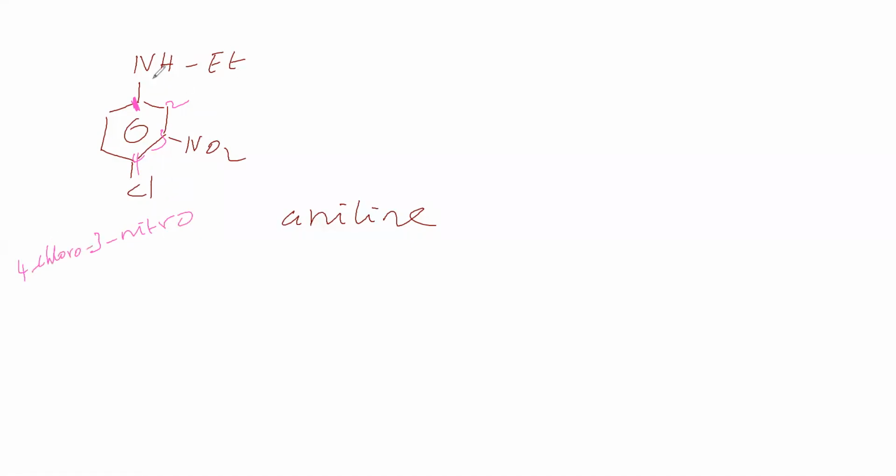Then this ethyl group is joined with N, therefore N-ethyl we can say. So the name is 4-chloro-3-nitro-N-ethyl aniline. Chloro and nitro: chloro comes first, because C comes alphabetically before N. So the name of this one is so and so.